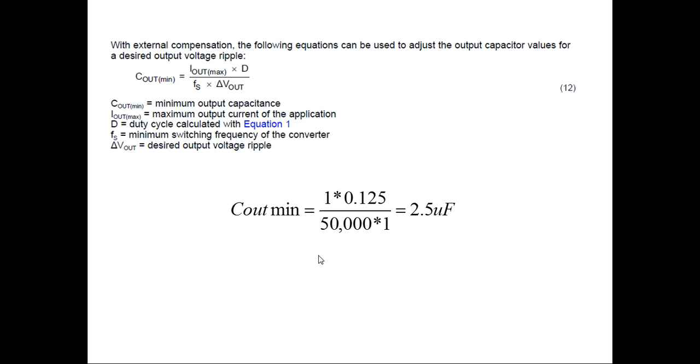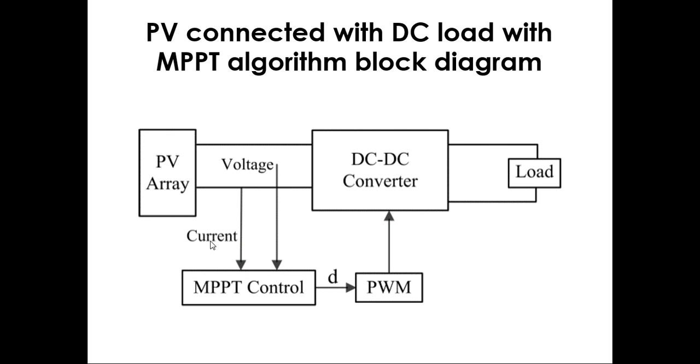See, the switching frequency we also need to change as per the equation. So these are the two examples. Now we are going to connect the PV with a DC load and the incorporation of the MPPT algorithm. That is our final segment.